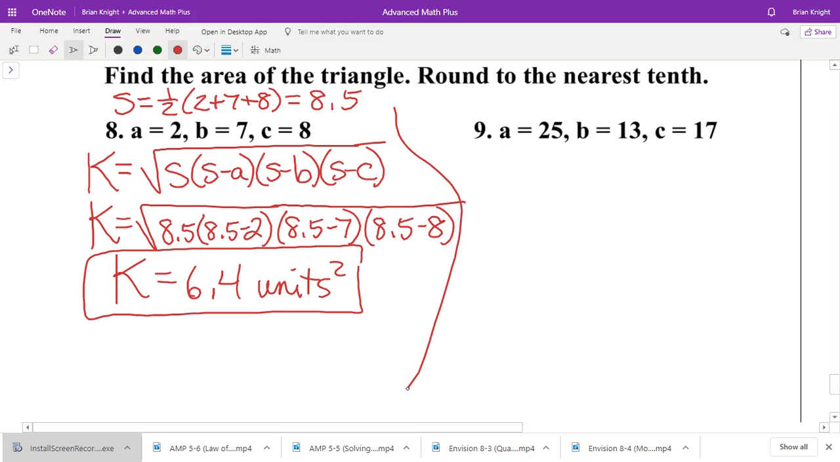If you're working this at home, number 9, your answer should equal 102.3 square units.